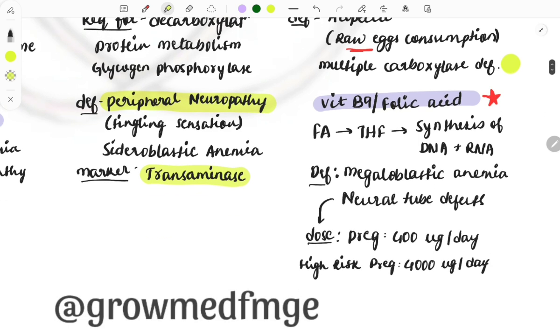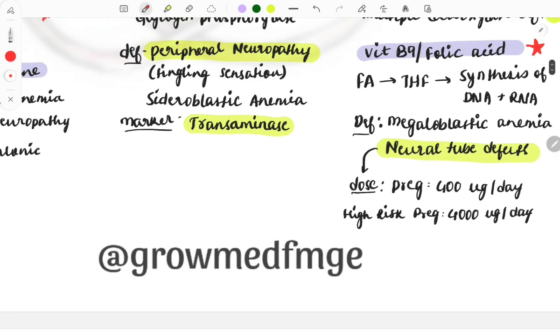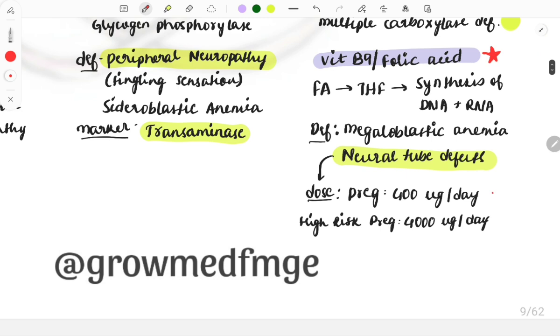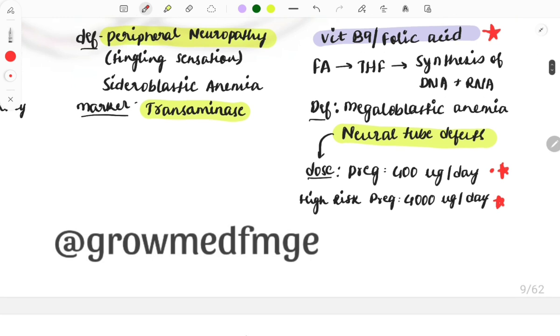Then B9, which is the folic acid, and one important thing is the neural tube defects. This is the question asked in integration with OBG and anatomy also, that folic acid deficiency will cause neural tube defects, and it can also cause megaloblastic anemia, and this is the dose required in case of pregnancy and high risk pregnancies. Okay, so these were both also PYQs: to prevent the neural tube defects, how much dose will you be giving.